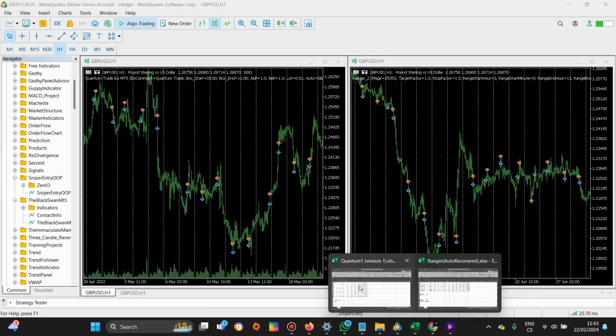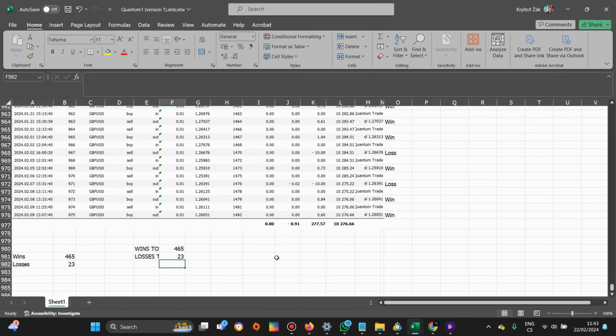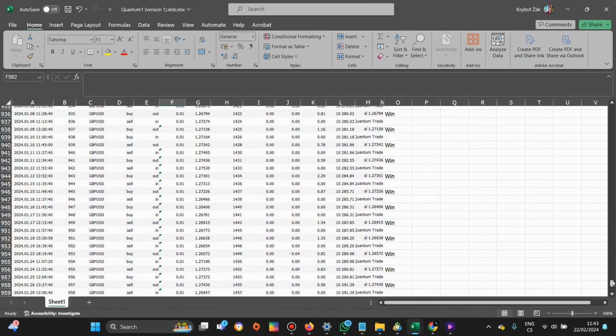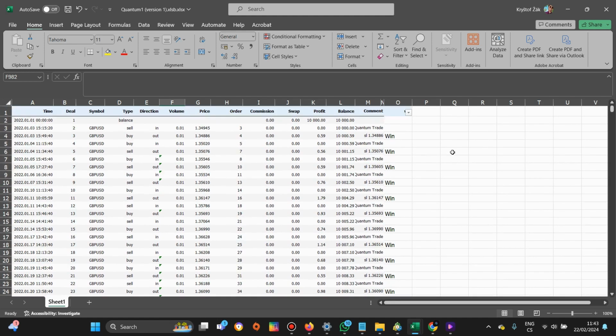So here I have 2 Excels. The first one shows the positions, or the history of opening positions, for the Quantum EA. So here you can see all of the positions that it opened. Here you see the time of the position, number of the deal, symbol, type, direction, volume, price, then commission, swap, and profit.